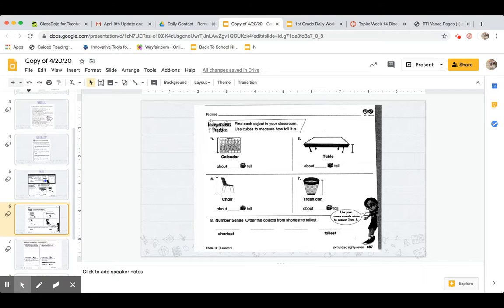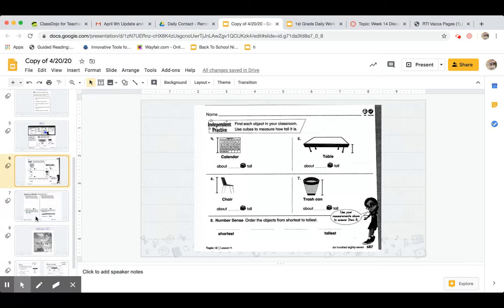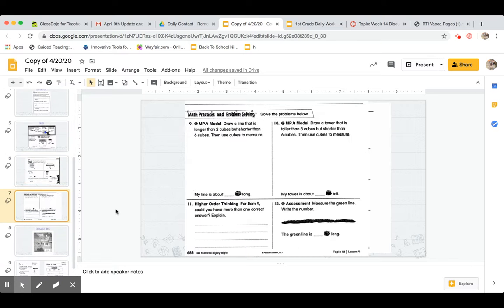When you're finished with all of those, 4, 5, 6, and 7, you're going to order the objects from shortest to tallest. So you're going to see what object had the least amount of cubes. That object's going to go first as shortest, and then you're going to finish with the tallest, which had the most amount of cubes.